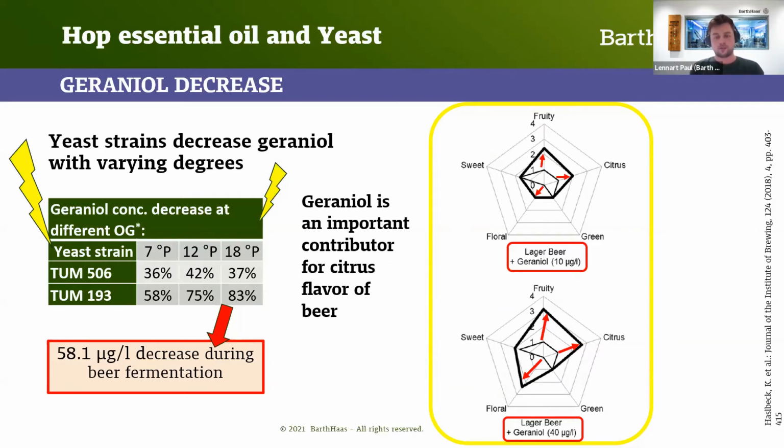And if you increase the geraniol content to about 40 micrograms per liter, you will have more fruity, citrusy, and floral notes, which is very important. So it's the proof that geraniol is important for the citrusy flavor of a beer.